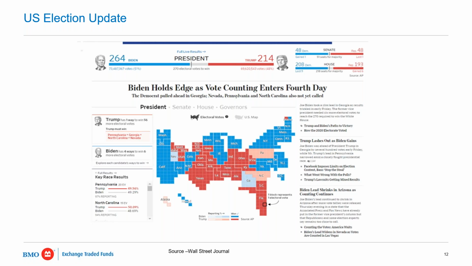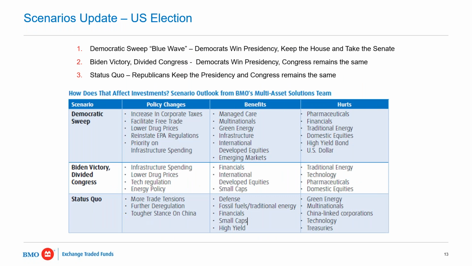What's going on? Wall Street Journal, a nice little image from your website, actually showing the graphic of the electoral ballot. Alfred, let me come to you on this one and simply talk about a scenario update, because we outlined three different scenarios. Where are we leaning here, and what are your thoughts? Yeah, so coming into the elections, we outlined three scenarios. These are the three scenarios that we thought were the most likely.